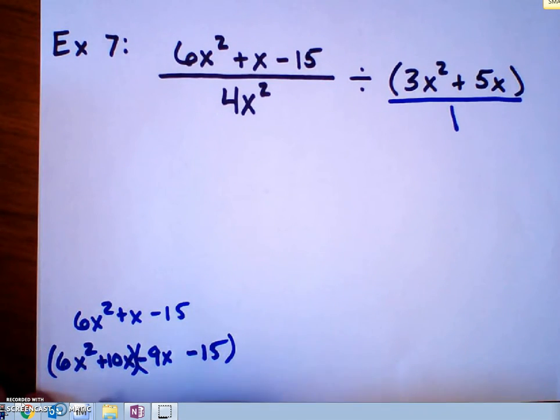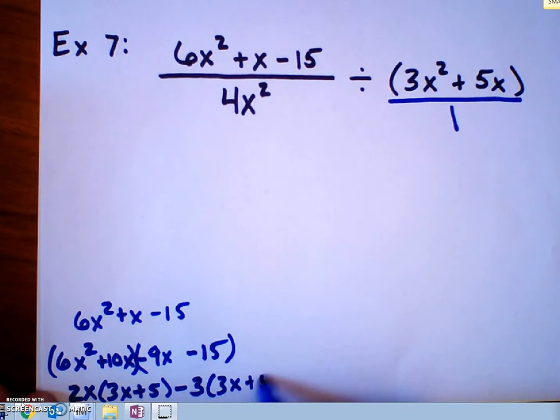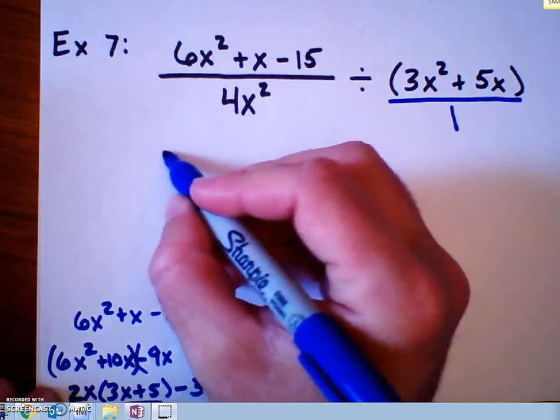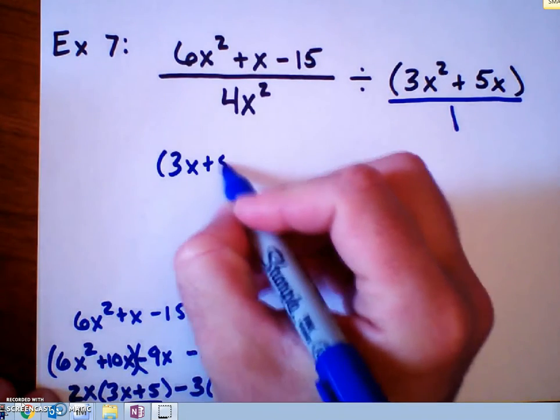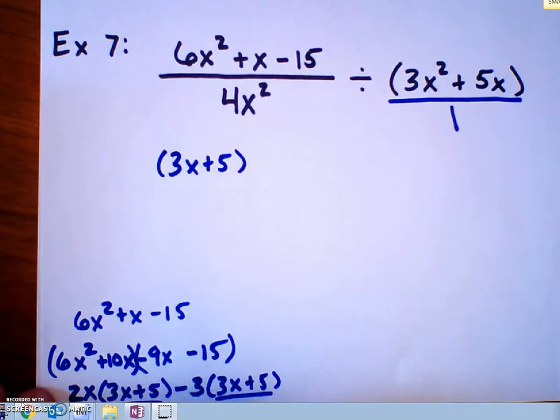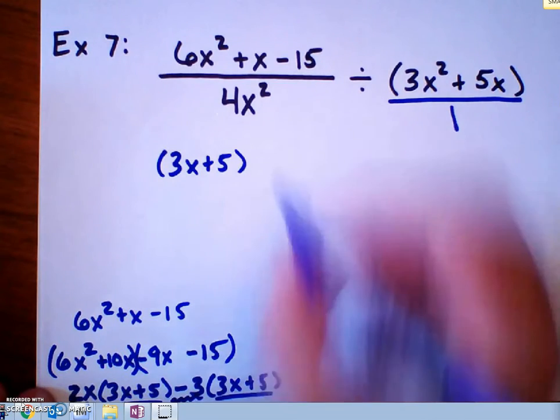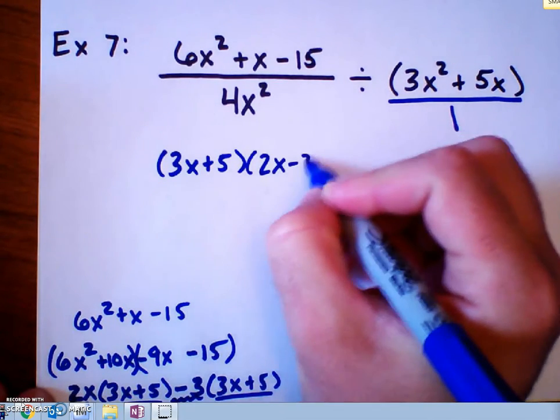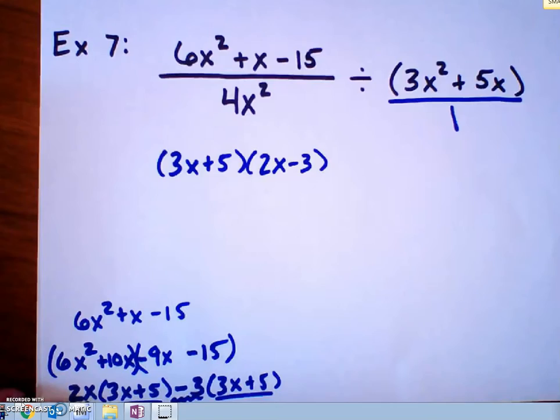Between 6 and 10, you can take out a 2. You can take out an x, and you're left with 3x plus 5. You want to have the same thing left inside. We're going to take out a negative 3, and you're left with 3x plus 5. And your factored form is the 3x plus 5 along with the remaining parts, which is the 2x and the minus 3. That's the hard part of this question. That's something we already know how to do.